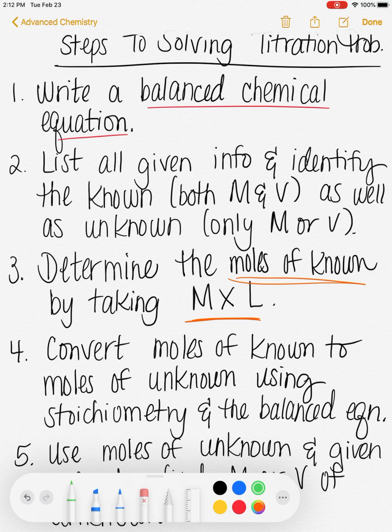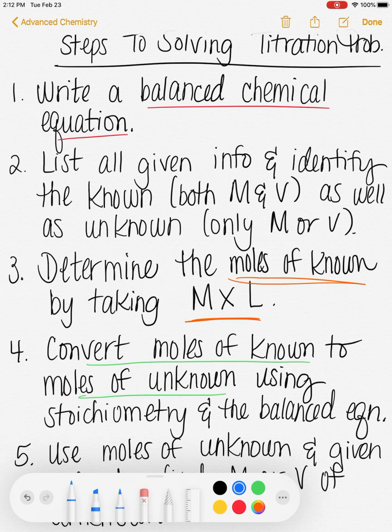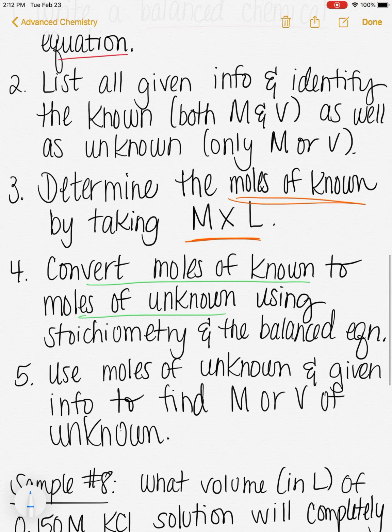Next, you are going to convert moles of known into moles of unknown, and you do this by using stoichiometry and the balanced equation, like what we did in chemistry 1. And the last step then is that you are going to use the moles of unknown that you just found in step 4 and the given information to find whatever they're asking you for. Sometimes they'll ask you for the molarity of the unknown, sometimes they'll ask you for the volume.